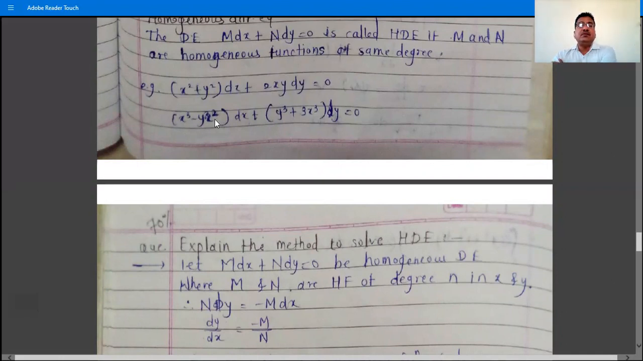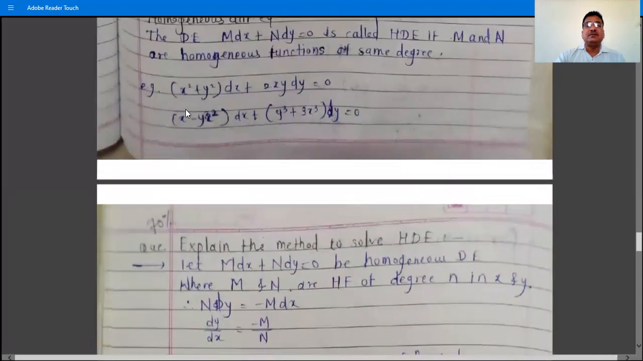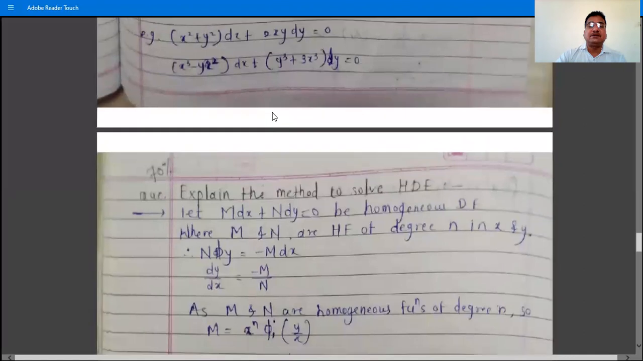Next is (x cube minus y x square) dx plus (y cube plus 3x cube) dy is equal to 0. This is again a homogeneous differential equation because x cube minus y x square is a homogeneous function of degree 3, while N, which is y cube plus 3x cube, is again a homogeneous function of degree 3, and therefore this M dx plus N dy is equal to 0 is a homogeneous differential equation.